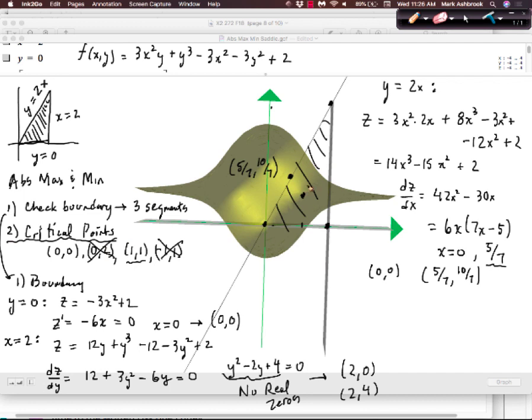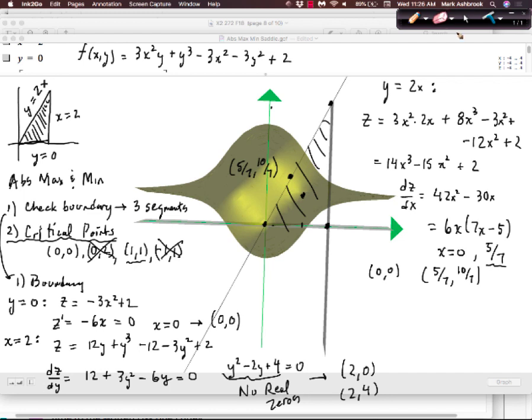So we have to test all those, right? So I'm going to have to test 1, 2, 3, 4. Those 5 points are all the possibilities for an absolute max or absolute min on this region. So then we go to our function.